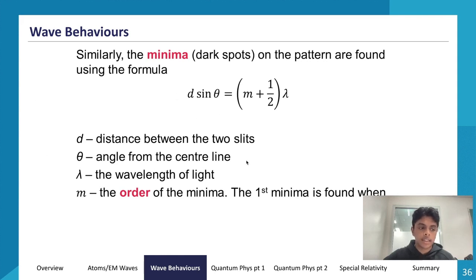So again, d is the distance between two slits, theta is the angle, lambda is the wavelength, and m is the order of the minima. So the first minima is found at half a wavelength. So you can do this a different way. You can do m minus half lambda or m plus half lambda. It doesn't really matter. What you need to know is that the first minima is at half a wavelength, the second minima is at 1.5 wavelengths, etc.